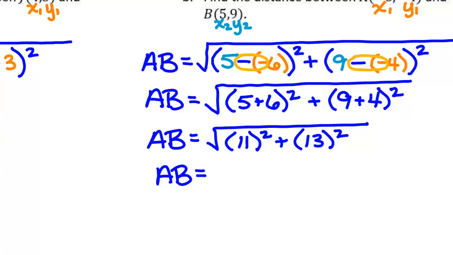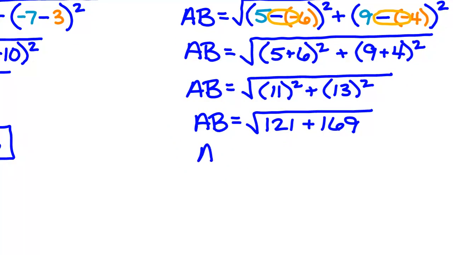All right. Let's take both of those numbers and square them. What is 11 squared? 121 plus, what is 13 squared? 169. And when we add 121 and 169 together, we get 290. So underneath my radical, I have 290. Now I need to take that and put it into my calculator. What is the square root of 290? And we're going to take that out to 3 decimal places.